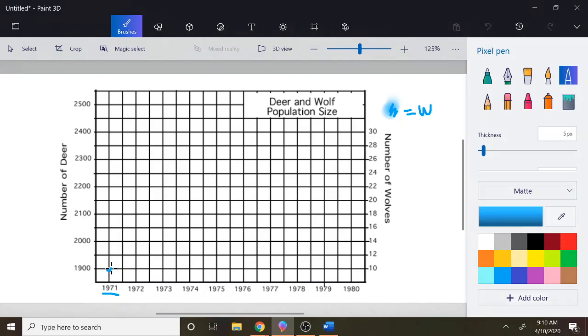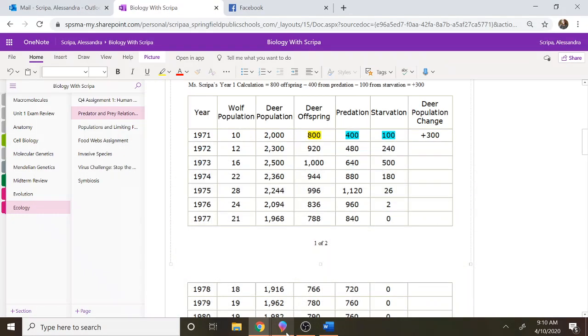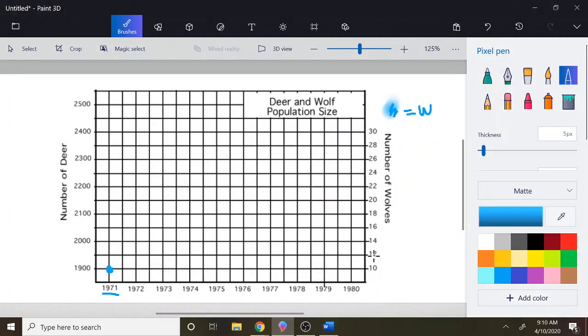Let me see if I can get it a little bit bigger so you guys can see it on the video. All right, and I'm just going to keep going with the wolves. So if I look here, the next year, 1972, there were 12 wolves. The nice thing is I did try to label these axes to make it nice for you. So in 1972, our next year, we had 12 wolves, which is right up on this second line. So I'm going to draw another big blue dot to show how many wolves there were in 1972.